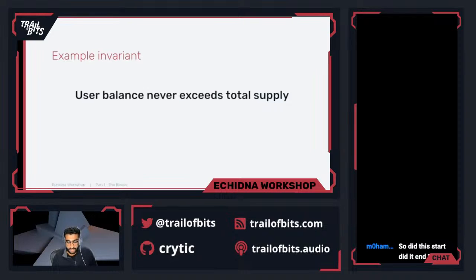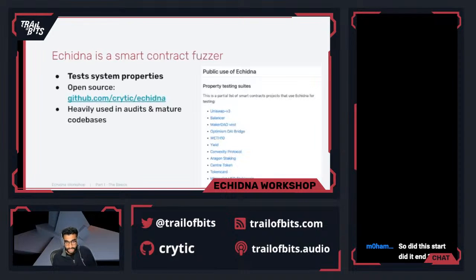So we've now talked about what an invariant is and what properties are, and what we're trying to achieve here is using fuzzers to create random inputs and then test these properties. And that's exactly what Echidna does. Echidna tests system properties. It's a fuzzer that will generate the random inputs and then test the system properties that have been defined by the human in the loop. It's completely open source. You can find it at that link. And we use it heavily in audits all the time. You'll notice that a lot of the mature code bases out there also use Echidna.